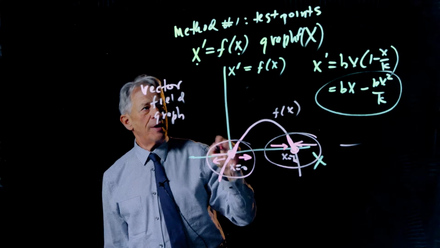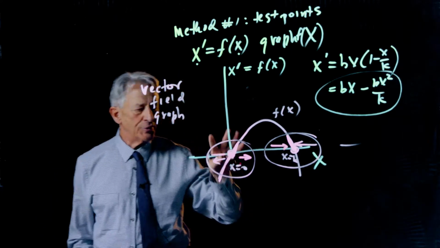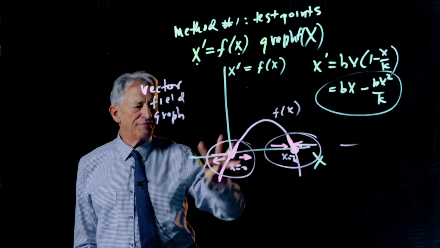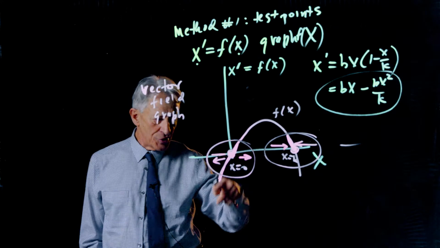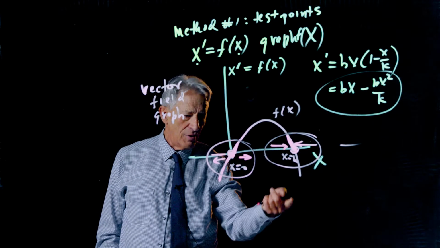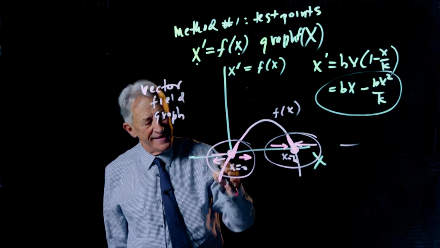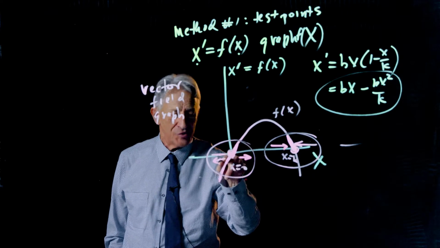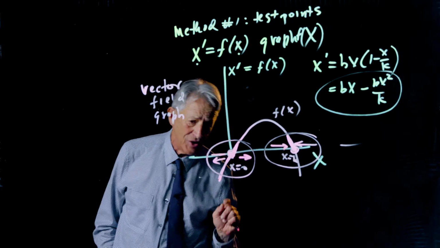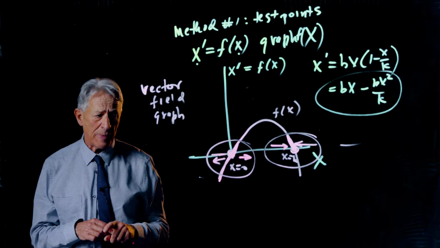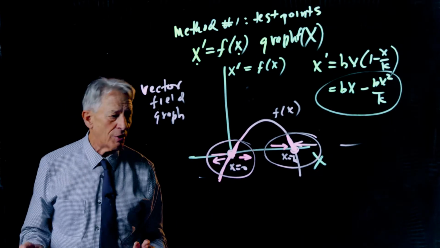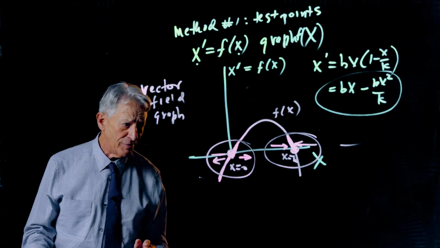So this is a very powerful method of being able to establish the stability of the equilibrium points just by examining the graph and looking to see if it goes from positive to negative for a stable equilibrium point, or from negative to positive for an unstable equilibrium point. But now we can even do something a little bit stronger, and this is going to be a very powerful move.